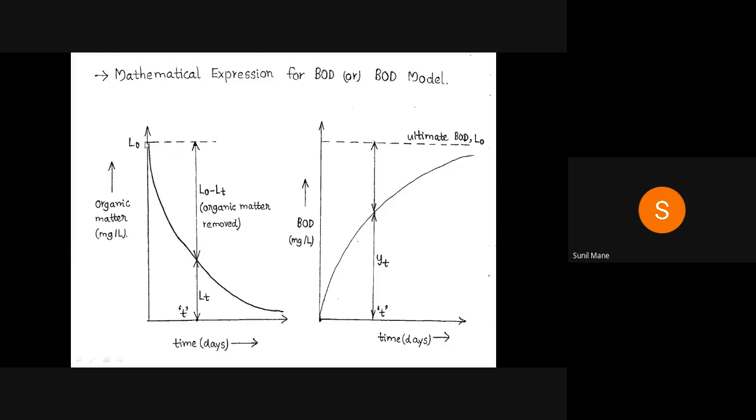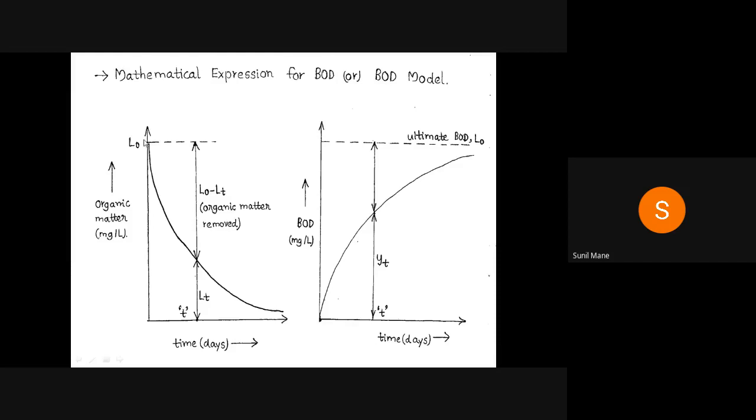Now, during the consumption of the organic matter, at the similar point, there is consumption of oxygen too, right? Now the same is being represented on the other graph. On this other graph, we have the time in days. Now on the y-axis we are going to represent how much is the biochemical oxygen demand, how much oxygen is being consumed, right?